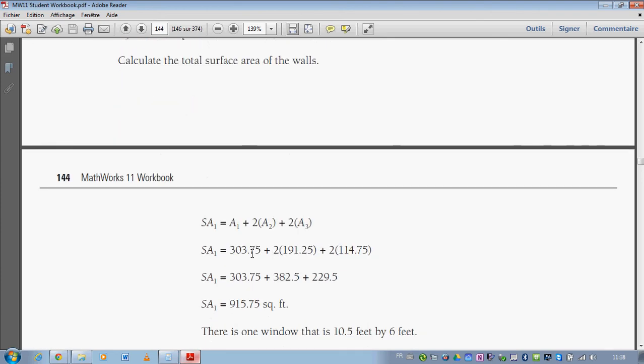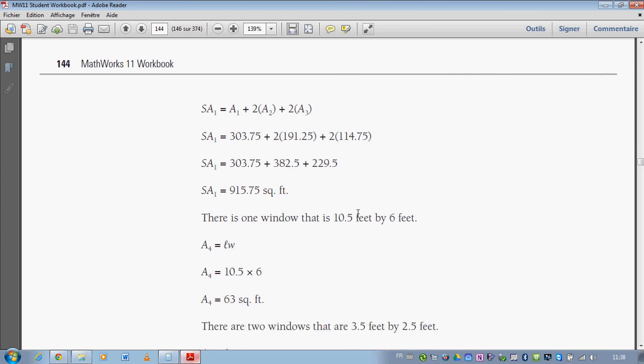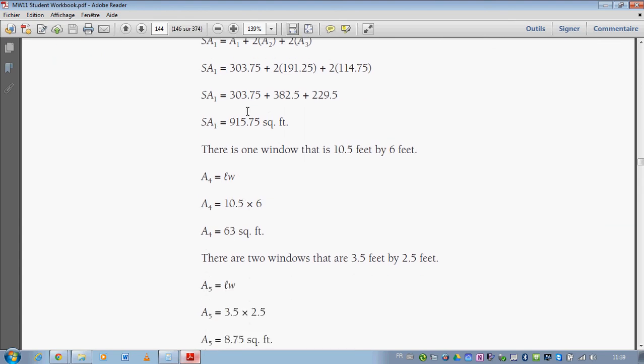So here's your ceiling. Here's the area of 1 wall multiplied by 2, because there are 2 walls that have those exact dimensions. And then the area of that other wall multiplied by 2, because there are 2 other walls that have those dimensions. So this is what he would normally have to paint, this value right here, 915.75. That's what he would normally have to paint if there weren't any windows or doors in this room. Except since there is a window that's 10.5 feet by 6 feet, they figure out its total area. And then they would subtract it from 915.